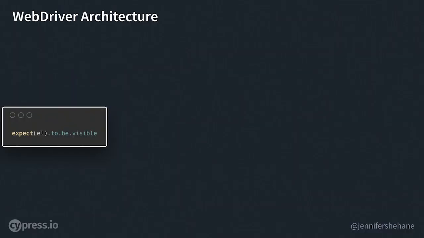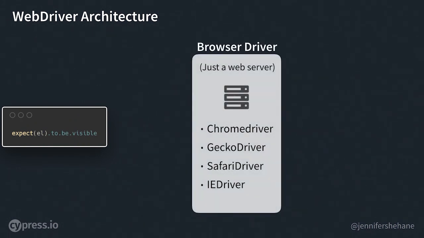So let's just go through kind of an example. If we imagine we have some test code, so take this as like pseudocode that we just want to test that this DOM element is visible on the browser. Using the WebDriver protocol, we would communicate to any one of a number of browser drivers. So there's Chrome driver for Chrome, Gecko driver for Firefox, and so on. And this is basically just a web server.